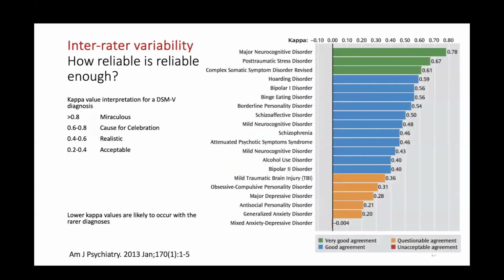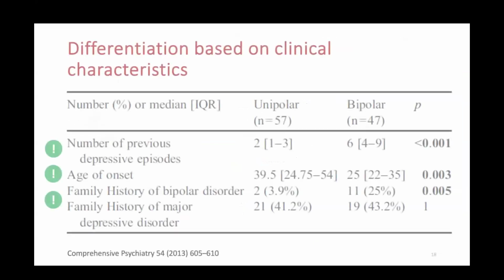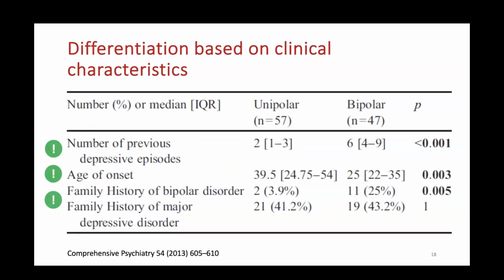So this is the inter-rater variability. How reliable is reliable? Major neuro, I think I'll talk later. So this is another interesting slide.